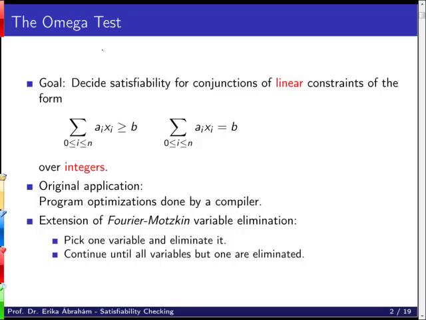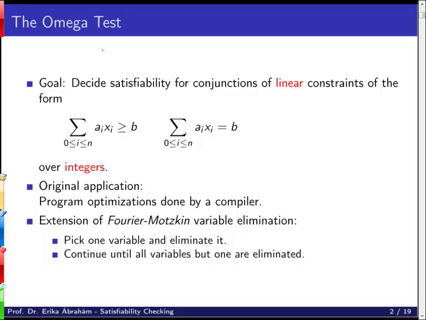So our goal is, as before, we have a system of inequations and equations where the variables range over the integers, and we allow only addition. That means these are linear constraints. Multiplication with constants is, of course, allowed. This can be led back to addition. The original application of this method was to optimize programs. So they optimize the compiler, which generates machine code such that the executables which are generated are efficient.